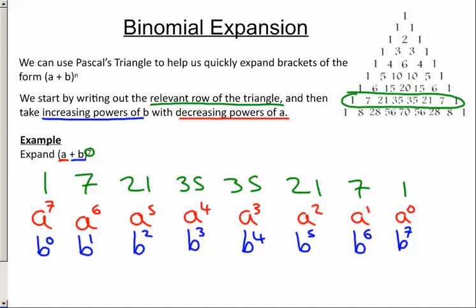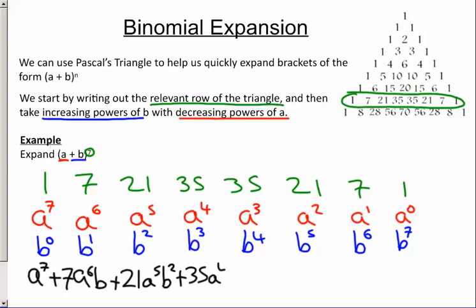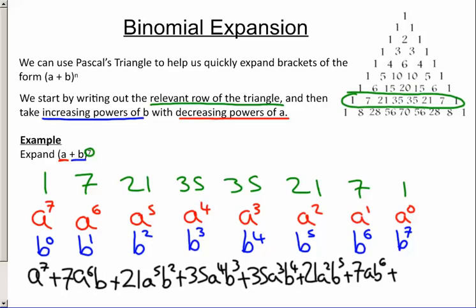So multiply down, we get a to the 7, and then add. Multiply down, 7a to the 6b, and add. Multiply down, and add. Multiply down, and add. Multiply down, and add. Multiply down, and add. Finally multiply down. We just get b to the 7 in the last term. And that is our expansion.